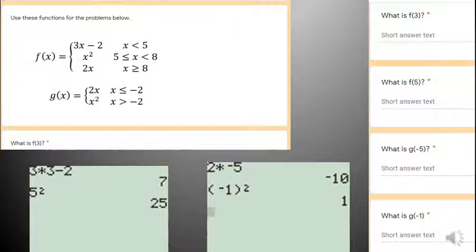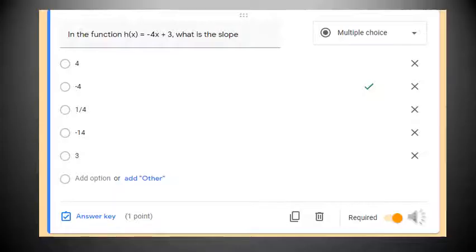And finally, when you have g of negative 1, negative 1 is greater than negative 2, so I go to the second formula, which says to square it. Remember, when you square a negative number, you get a positive answer, and that's why our answer is 1. Hopefully the next question is pretty easy.